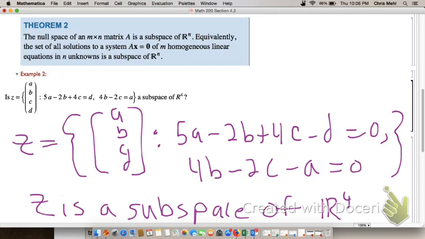Okay, so theorem 2 allows you to look at particular sets of column vectors, and if the conditions on that set of column vectors are just a system of homogeneous equations, then that right away tells you that you have a subspace.